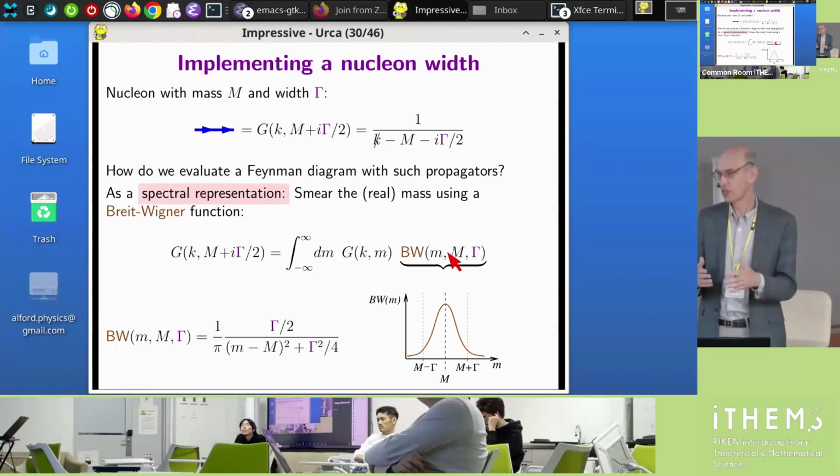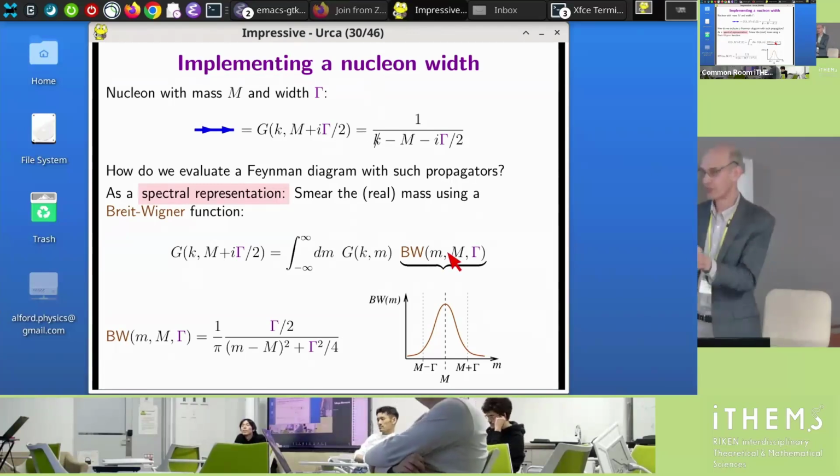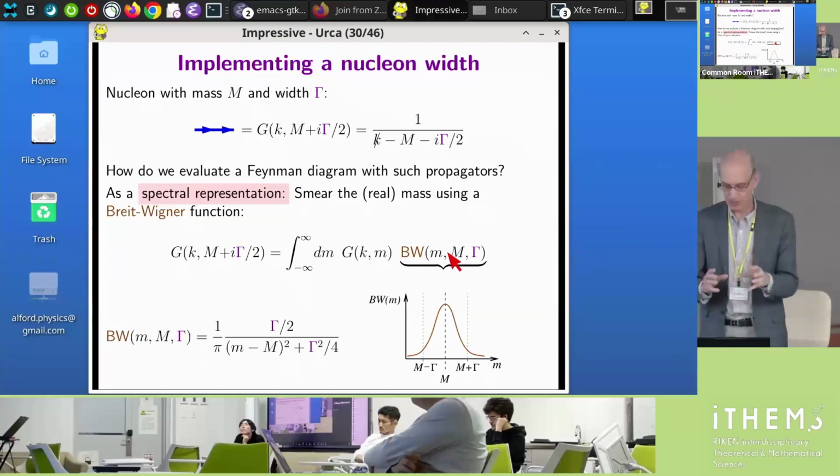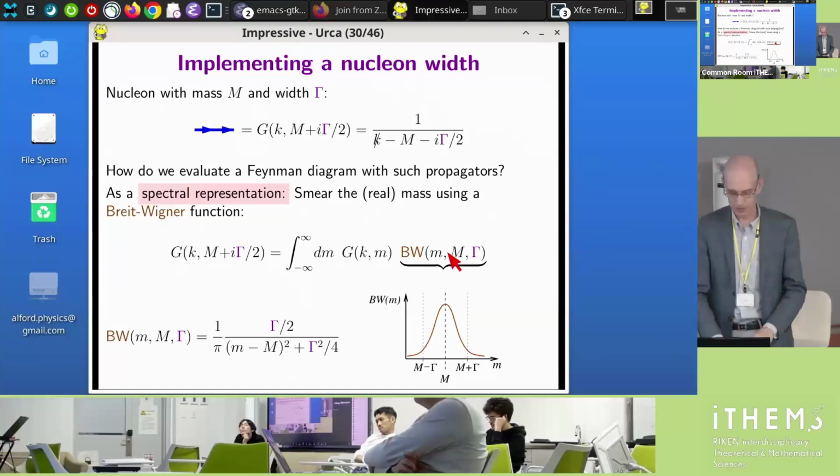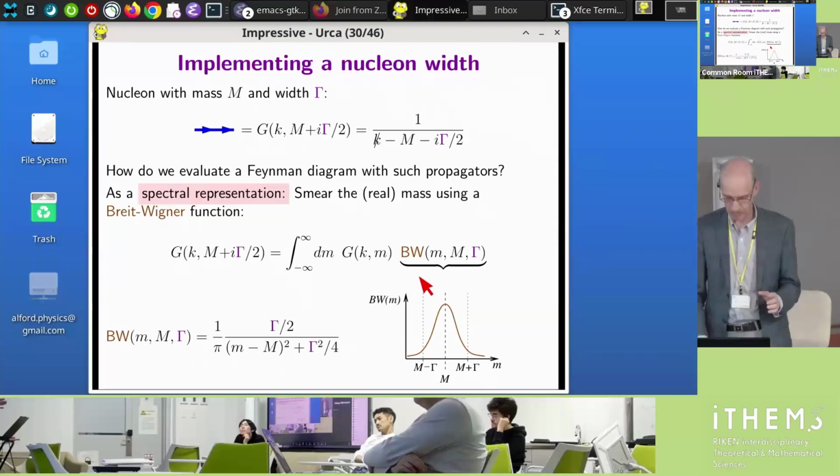There are separate interactions that may shift the real part of the mass. This is handling the imaginary part by smearing the real part. I think it's separate physics from what makes the real part itself bigger or smaller.